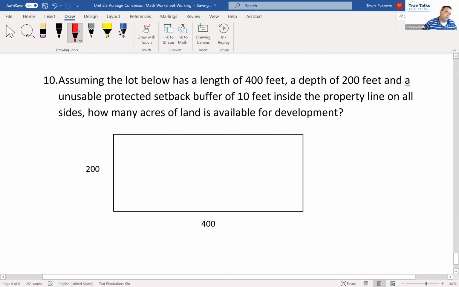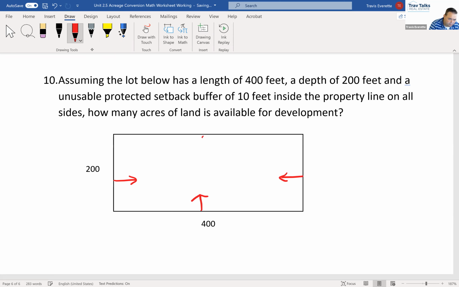Let's see what number 10 has for us. It says, assuming the lot below has a length of 400 feet, which I've already drawn for us, and a depth of 200 feet, and an unusable protected setback buffer of 10 feet inside the property line on all sides. So 10 feet inside the property line on all sides. That's what that looks like.